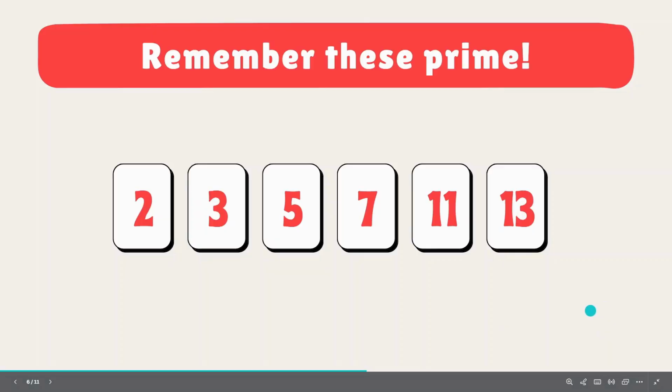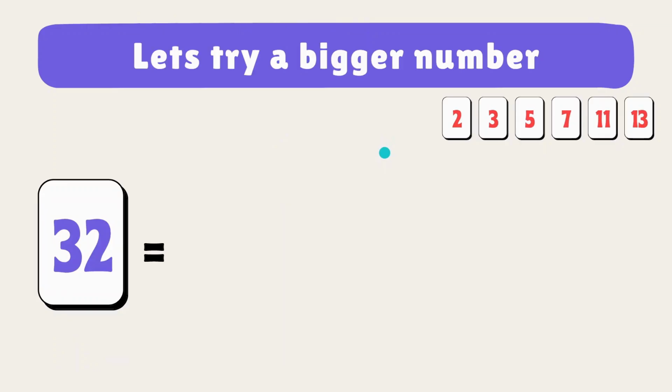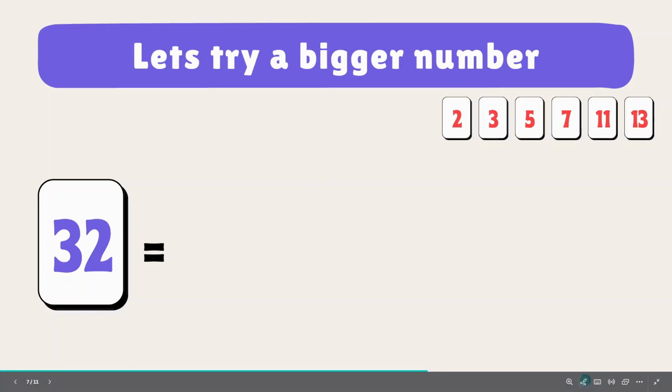So 2, 3, 5, 7, 11, 13. Let's try to check if a number is prime or composite by using this method. This method is where you have to list out the first 6 prime numbers, and then you keep dividing. Let me show you how we do this.